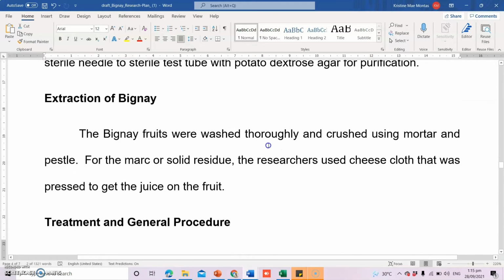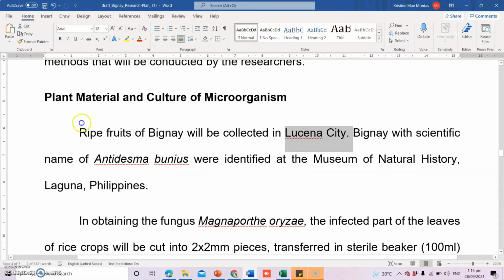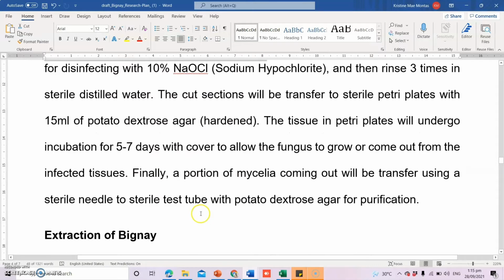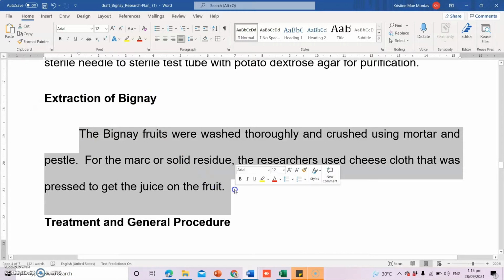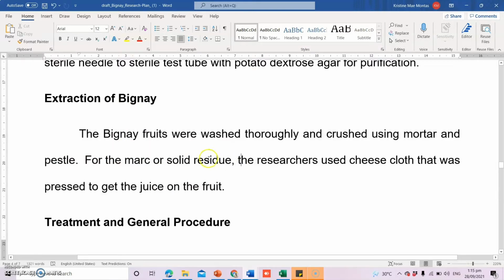So, ayan, pagkatapos niyan, itong sa first part na yan, paano nyo makukuha yung plant material. And then, dun sa next one is the extraction of Bignai. I-indicate nyo din dito paano nyo ba i-extract yung bignay. Hindi mo basta sasabihin na the bignay was extracted, but you have to detail how the bignay was being extracted. Kagaya ang sabi dito, the bignay fruits were washed thoroughly and crushed using mortar and pestle. For the mark or solid residue, the researchers used cheesecloth that was pressed to get the juice of the fruit. So, di ba? Kitang-kita nyo na very detailed.